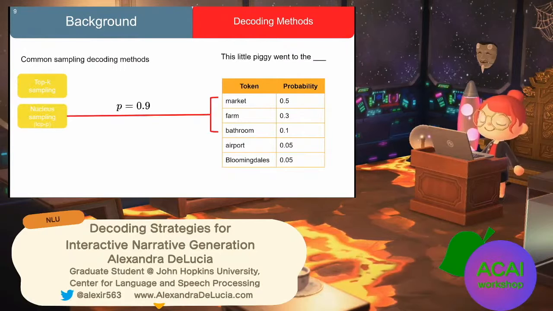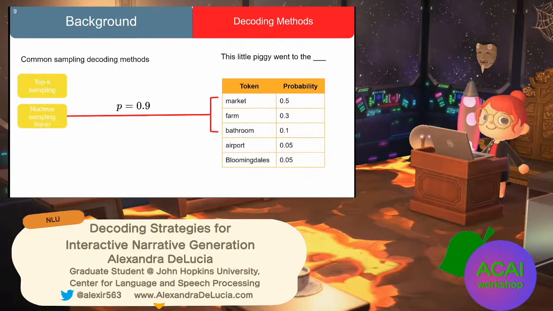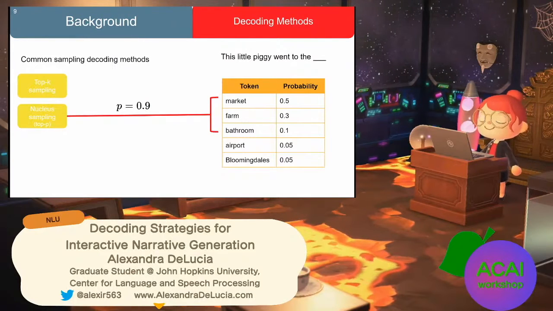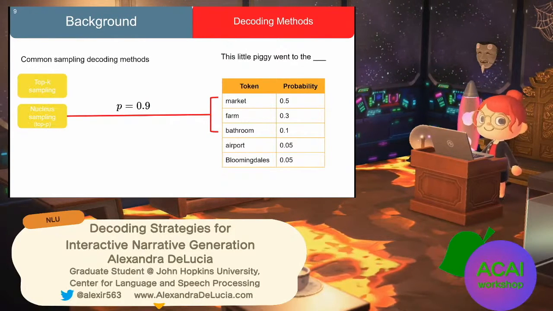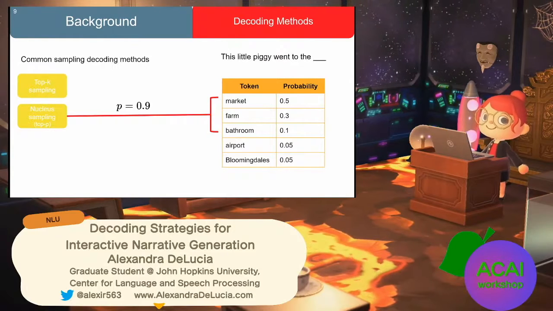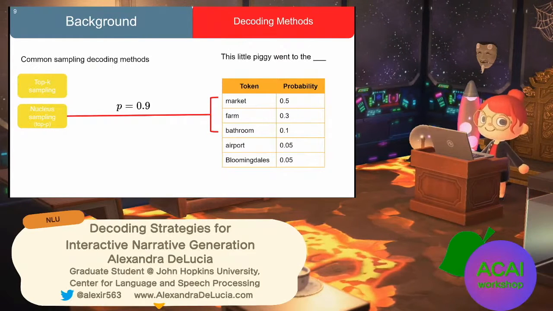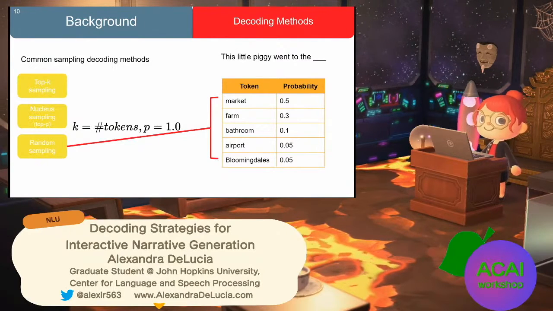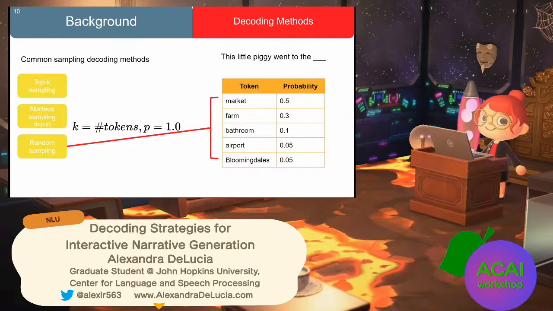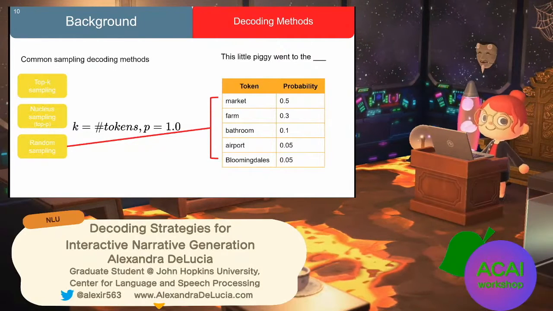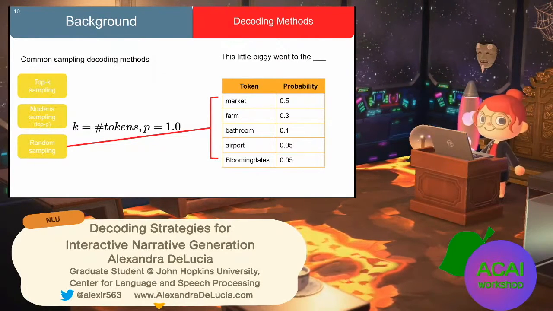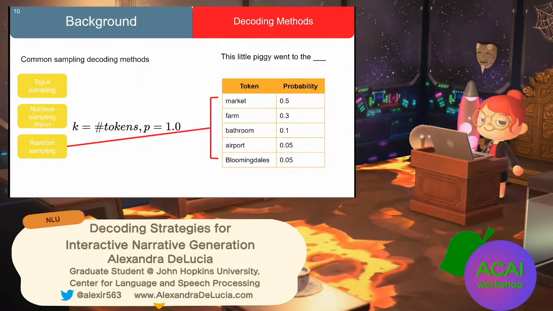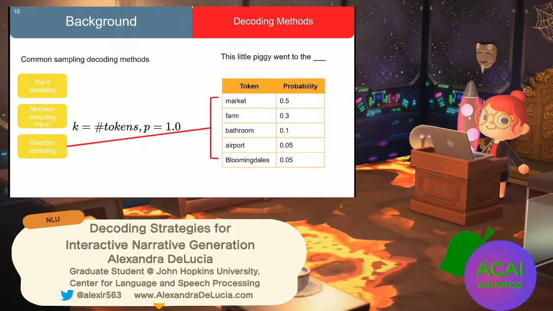And then there's nucleus sampling, also known as top P, where it's a similar idea. You resample from a smaller distribution, but only using the tokens that make up the top P of the cumulative distribution. And then there's random sampling, which can be thought of as a special case of top K and nucleus sampling, where you sample from the entire distribution, where in this case, it would be as if K were equal to the number of tokens and P equal to 1 for nucleus sampling.